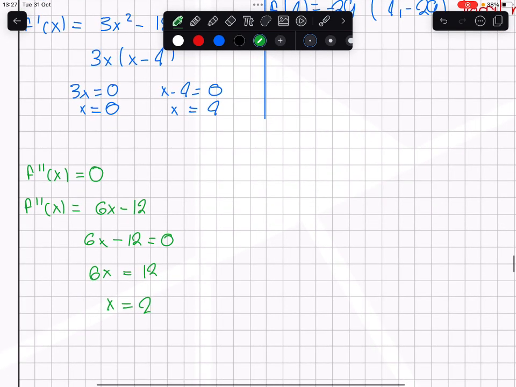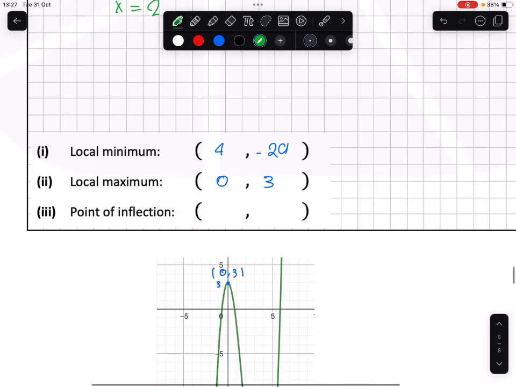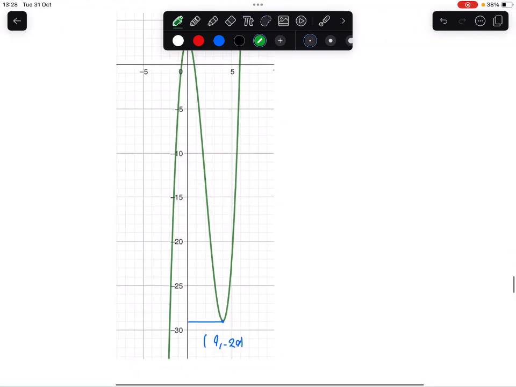Same as we did in the first step, we're just going to be finding f of 2 then. And if we figure out what that is, we're going to end up with minus 13, i.e. 2, minus 13. So the point of inflection is going to be (2, -13). So if we look at the graph and we go to 2, down to minus 13, right here, it's right on the graph, so we know it's going to be there.